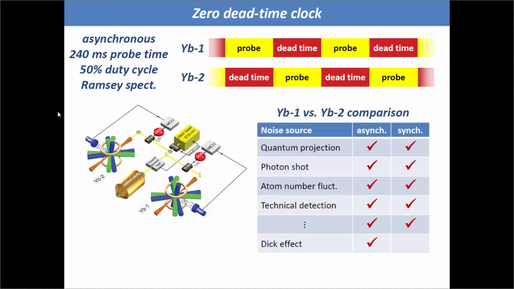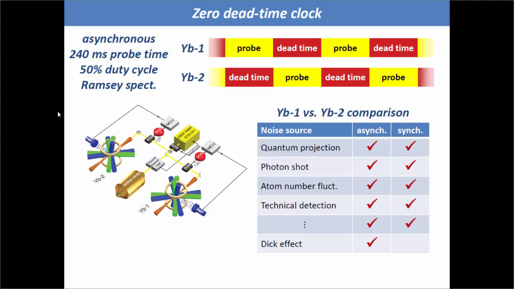Let's consider these 2 different interrogation schemes that I talked about, asynchronous interrogation and synchronous interrogation. We can make a table here that includes all the different noise sources that affect the comparison in both cases. This includes quantum projection noise, photon shot noise, et cetera, et cetera. And what we find is that we have all of these noise sources in each case. They affect the interrogation either way we do it. The one exception is the Dick effect. Like I said, for synchronous interrogation, it gets common mode rejected.